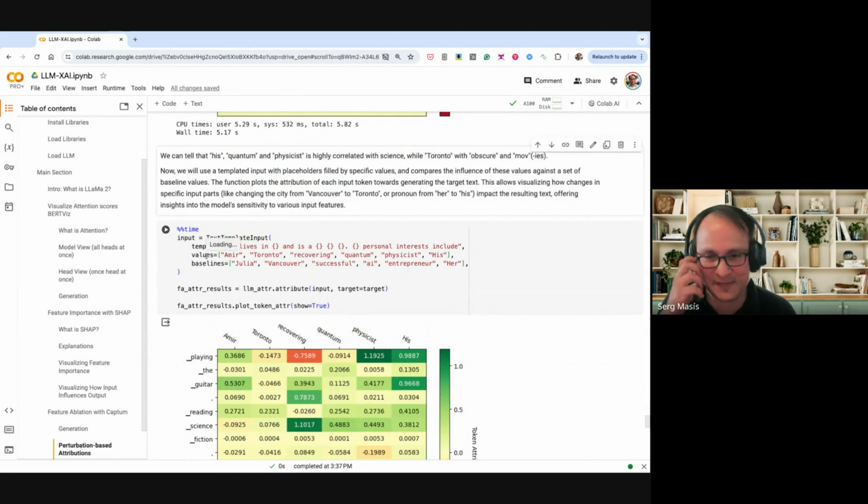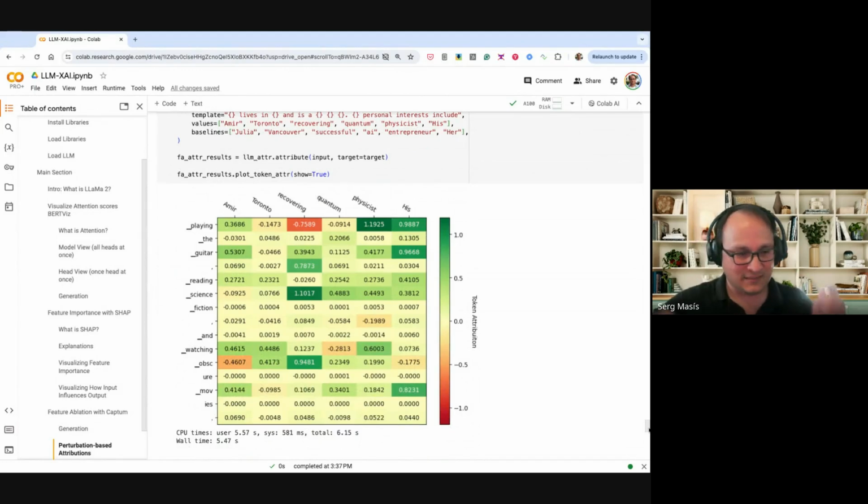We're going to use a different baseline. And so the baseline we're going to use is Julia instead of Amir, Vancouver instead of Toronto. Hopefully there isn't like a huge, how do you call it, beef going on between Toronto and Vancouver. But recovering versus successful, quantum physicist versus AI entrepreneur, and then his versus her, right? So let's see what happens when we replace these words one by one, right?